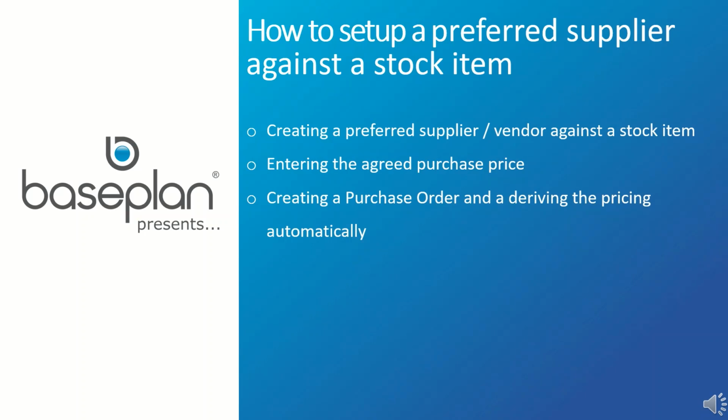This Baseplan Presents video features how to set up a preferred supplier against a stock item, focusing on the following areas: creating a preferred supplier and/or vendor against a stock item, entering the agreed purchase price, creating a purchase order and deriving the price automatically.